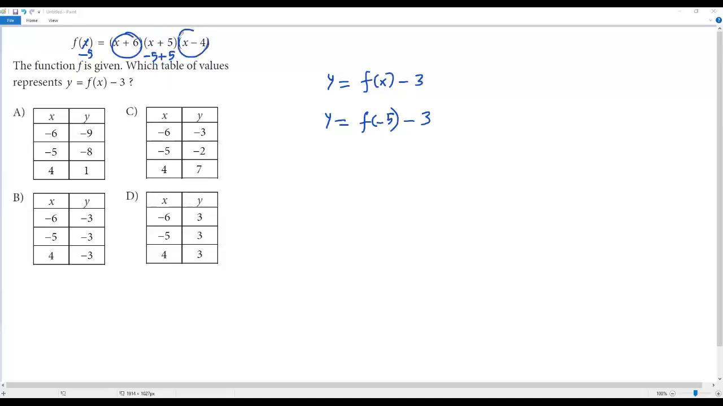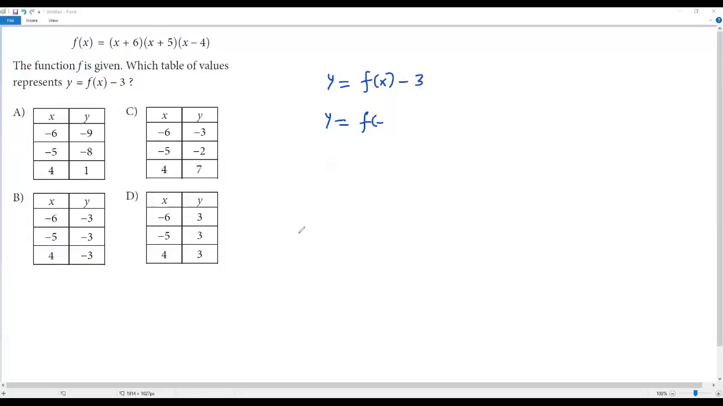0 multiplied by everything will become 0. So f of negative 5 becomes 0. So y is equal to 0, negative 3. I'm getting y equal to negative 3 when I plug in x equal to negative 5. So the second pair of values of x and y satisfies the given function.